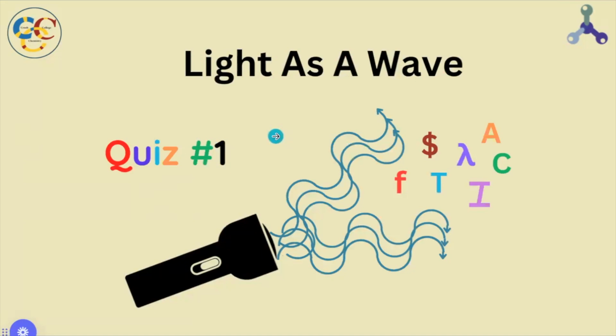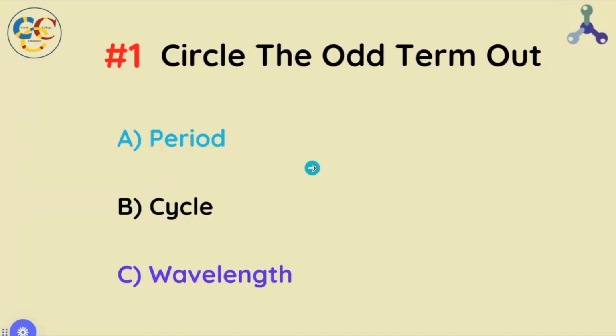Here's a quick quiz to test your knowledge and think critically for modeling light as a wave. Our first question is to circle the odd term out between period, cycle, and wavelength. I'll give you a few seconds. So the correct answer is cycle for two simple reasons.